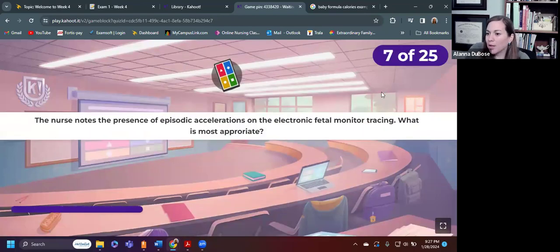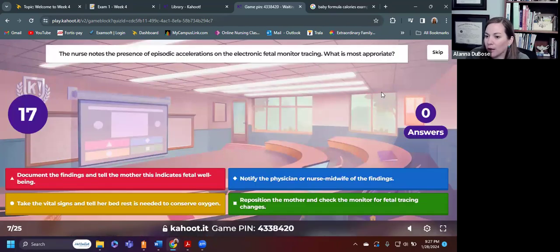The nurse notes the presence of episodic accelerations on the electronic fetal monitor tracing. What is the most appropriate action? Red, document the findings and tell the mother this indicates fetal well-being. Blue, notify the physician or nurse midwife of the findings. Yellow, take the vital signs and tell her bed rest is needed to conserve oxygen. Green, reposition the mother and check the monitor for fetal tracing changes.